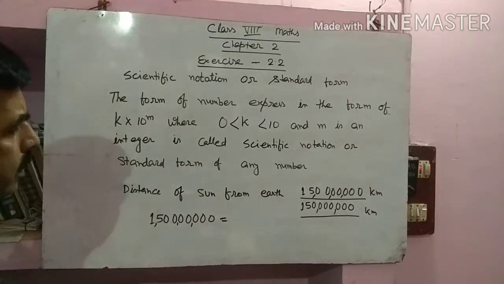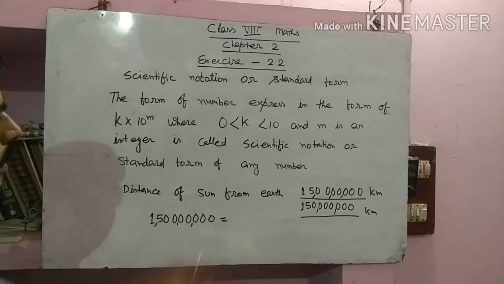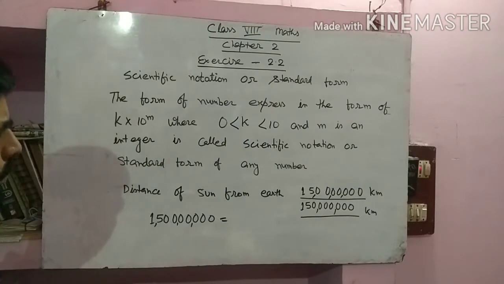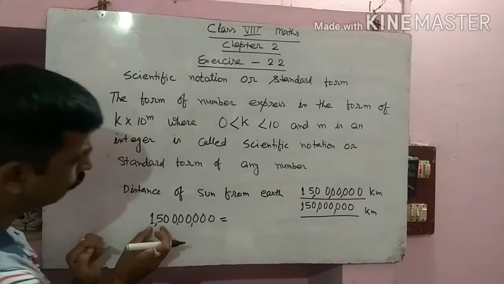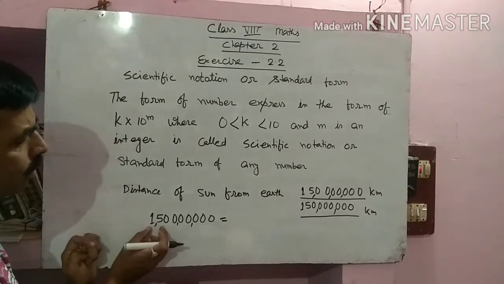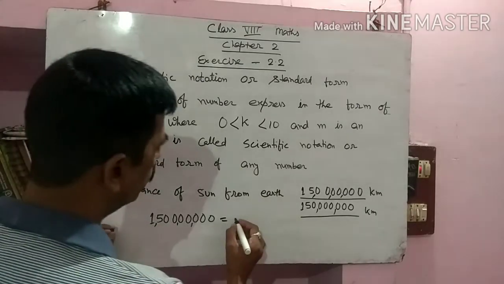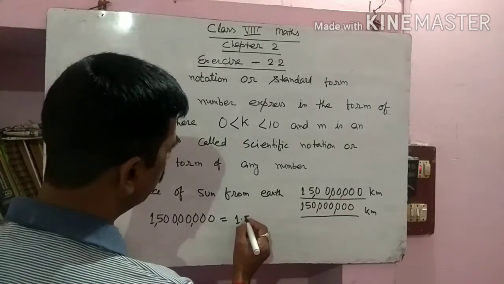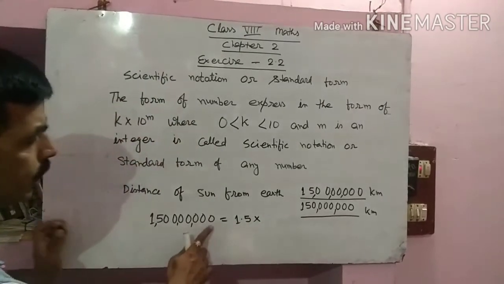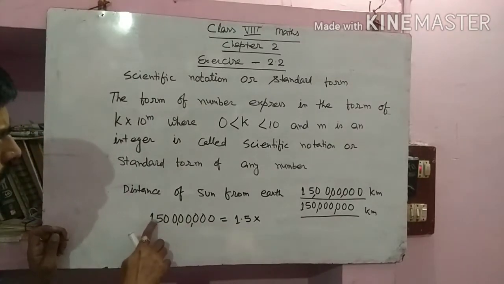So, in writing this number in the standard form, what we have seen, it is written in the form of k into 10 to the power n, and k is greater than 0 and less than 10. Means suppose we have taken 15; we have to take only 1.5. Okay, so it will be 1.5 into, we are going to place the decimal here.